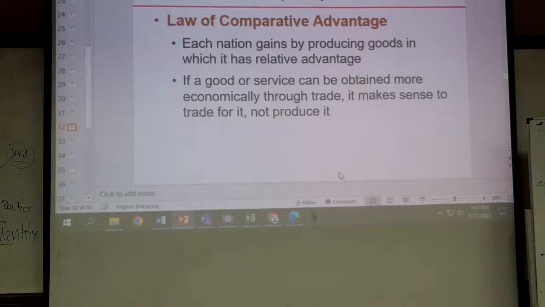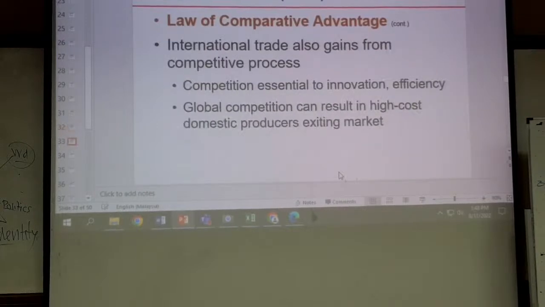Law of comparative advantage: each nation gains by producing goods in which it has relative advantage. If a good or service can be obtained more economically through trade, don't try to produce it, just buy it. So you don't try to cook everything for your kenduri. Use a caterer, outsourcing. Don't cook for your kenduri. Because today there is no more gotong royong, because of globalization.